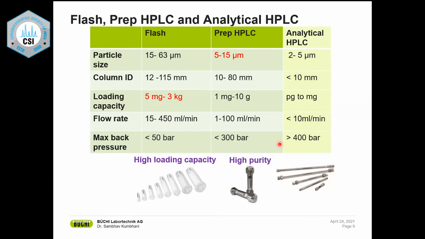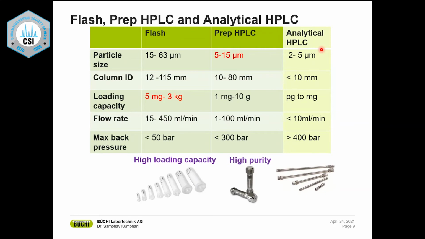So if you look at particle size, think of flash as big rocks, prep as pebbles, and analytical HPLC as sand. Now, the advantage you have with analytical HPLC is that because it offers so much resistance, it also means there is a greater amount of interaction between your sample and the stationary phase, because it takes longer to come down, right?